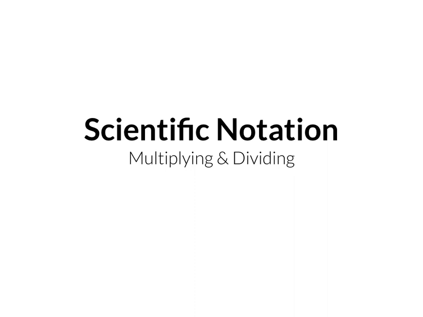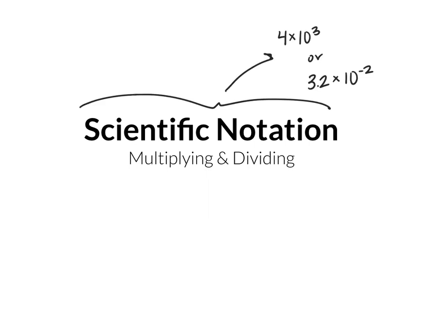This lesson is on multiplying and dividing with numbers in scientific notation. Remember, numbers in scientific notation have a number between 1 and 10 multiplied by 10 to a power. That power could be a positive or a negative integer, like this one. Today, we're focusing on multiplying and dividing those, such as 4 times 10 to the third power multiplied by 3.2 times 10 to the negative 2 power.